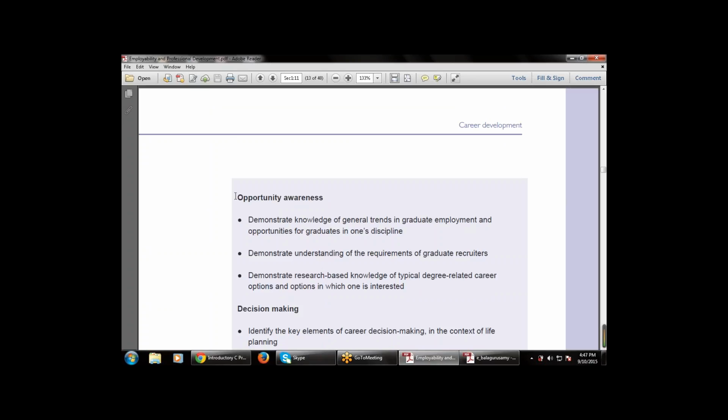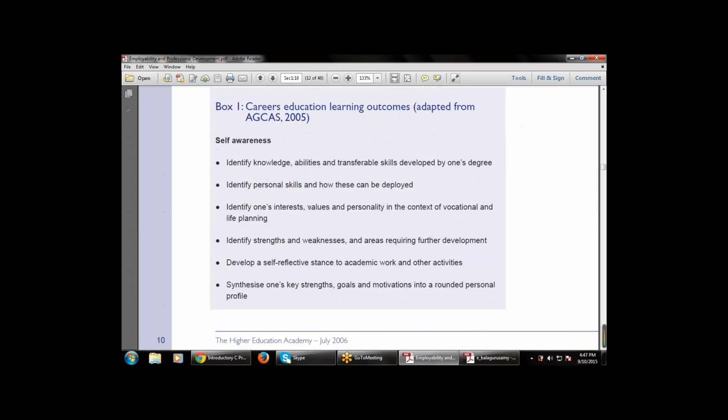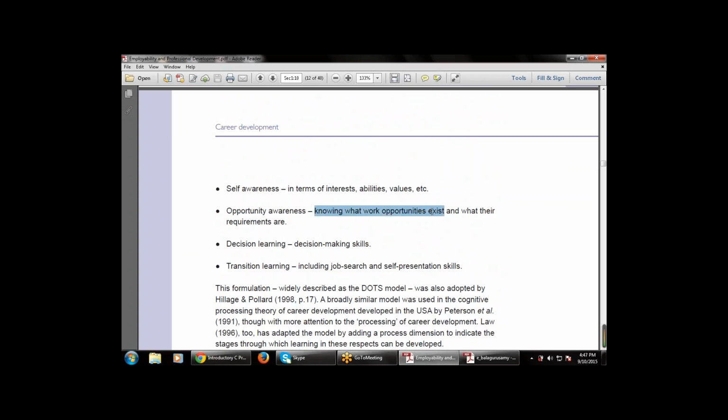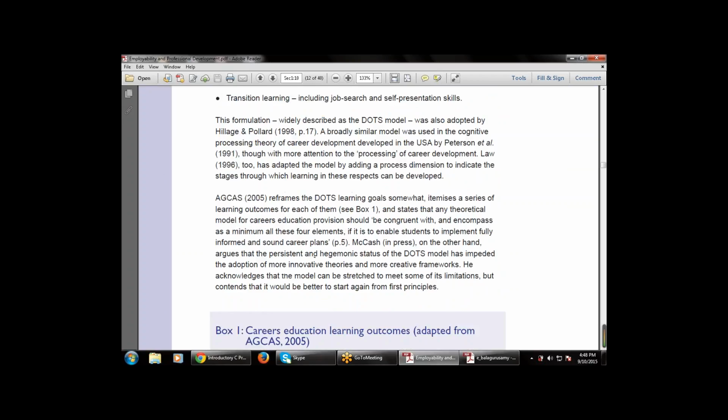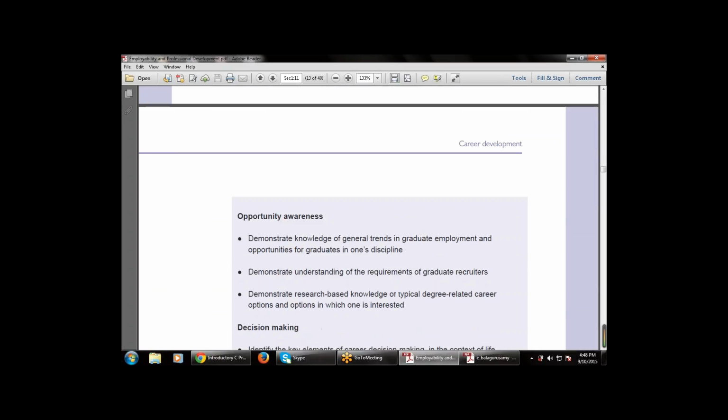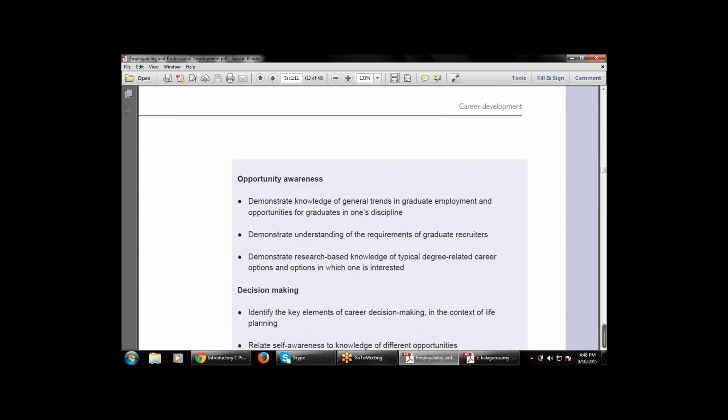Next is opportunity awareness. What are the various outcomes from opportunity awareness? That includes knowing what opportunities exist and what their requirements are, that is, what the various opportunities and main goals are. Then demonstrate knowledge of general trends in graduate employment and opportunities for graduates in one's discipline. Demonstrate means to show the knowledge of the general trends in graduate employment and the opportunities for graduates in one's discipline.